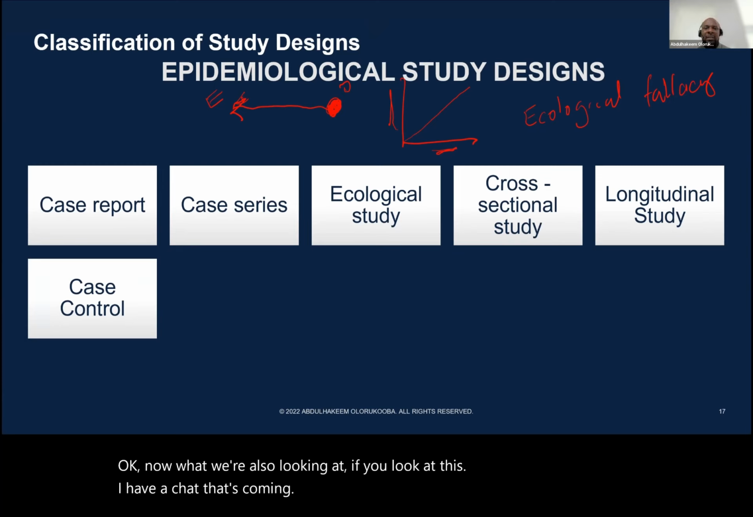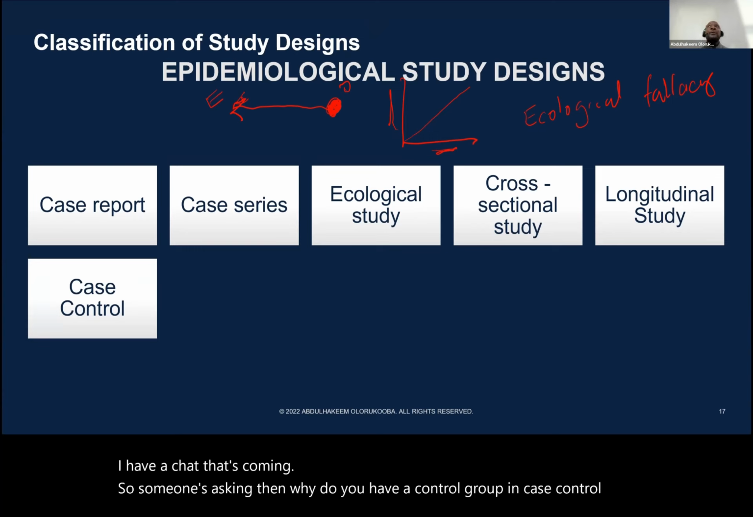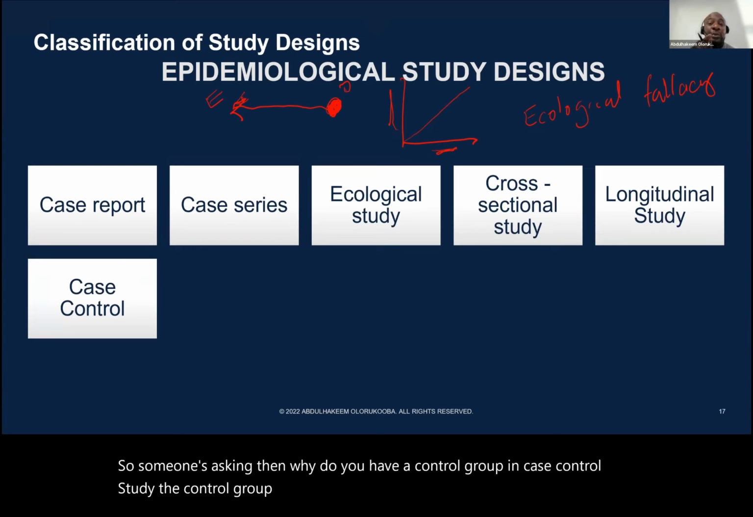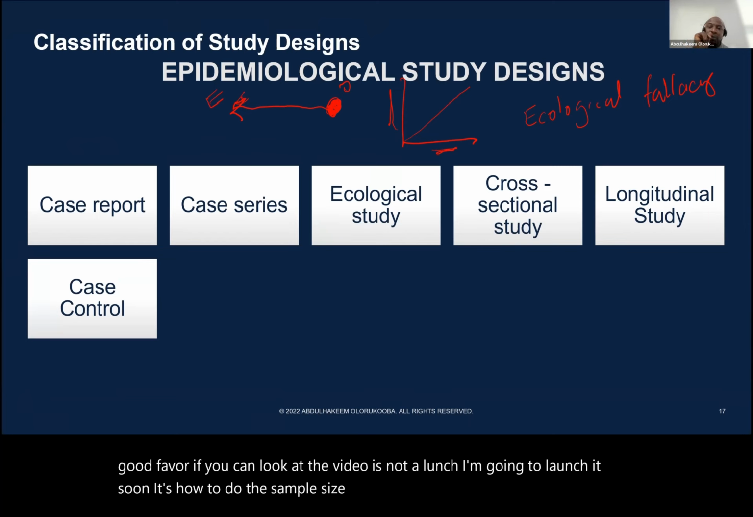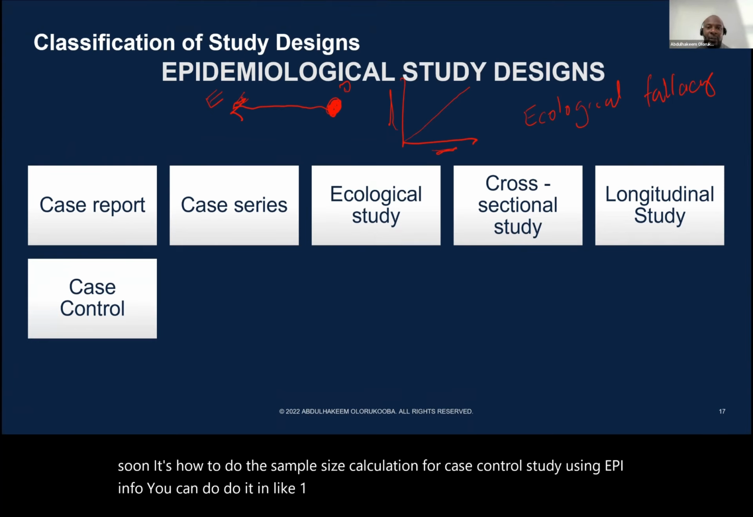So someone's asking, then why do you have a control group in a case control study? The control group is, and please you'll do yourself a very good favor if you can look at the video, it's not yet launched, I'm going to launch it soon. It's how to do the sample size calculation for case control study using EpiInfo. You can do it in like 1 second. But someone's asking a question in the chat. He says, then why are you using controls for a case control study?